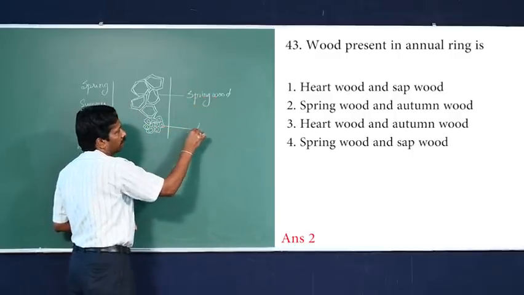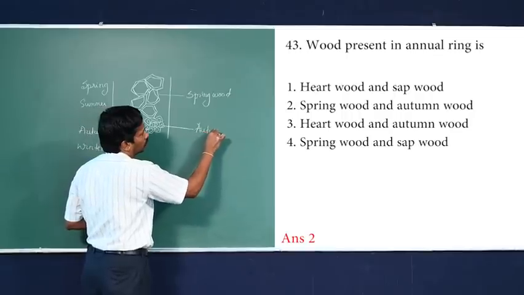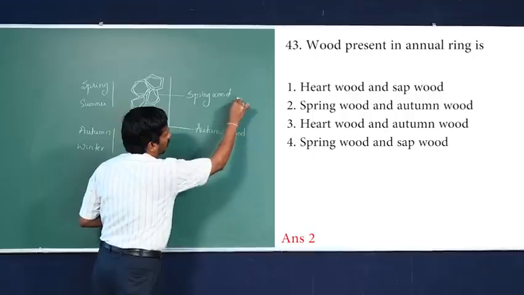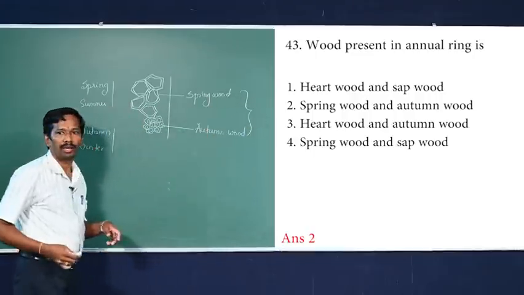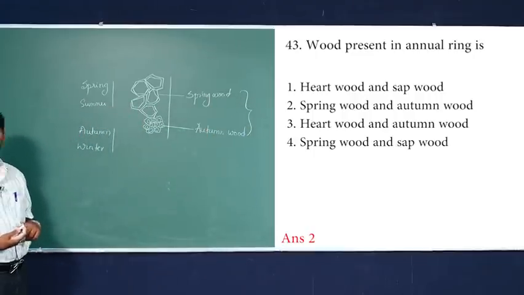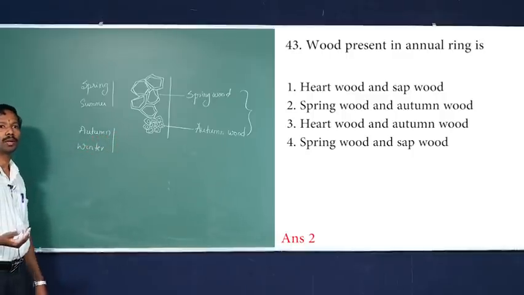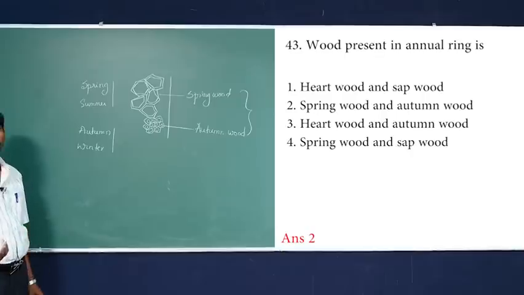and this xylem is called autumnwood, and together, as it is forming one year's growth, it is called an annual ring in temperate regions. So the answer should be 2, springwood and autumnwood, for question number 43.